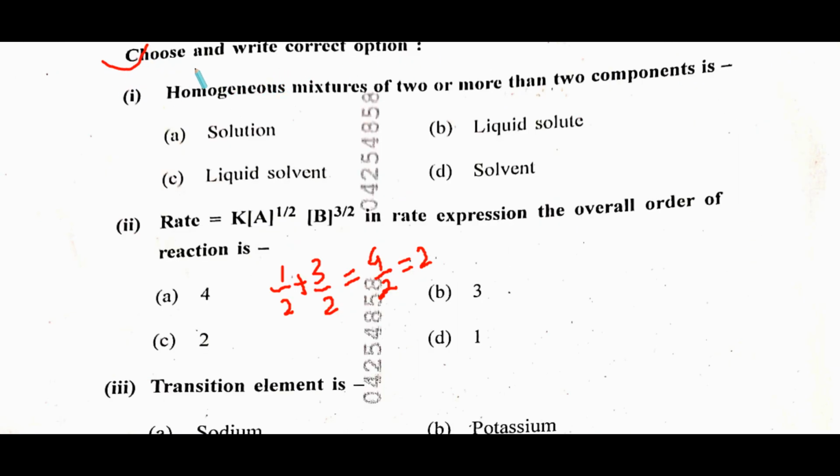Now the question, choose and write correct options. Homogeneous mixture of two or more than two components is solution. Rate = k [A]^(1/2) [B]^(3/2). In rate expression, the overall order of reaction is by adding powers 1/2 and 3/2, we get 4/2, which is 2. So the correct option is 2.